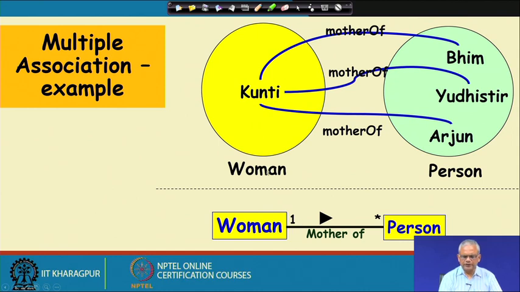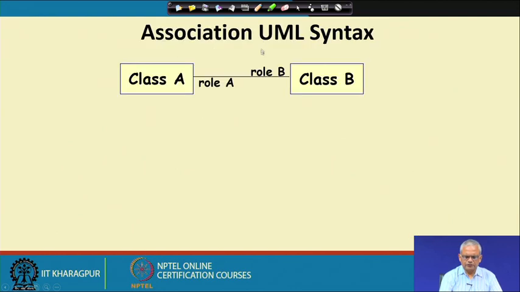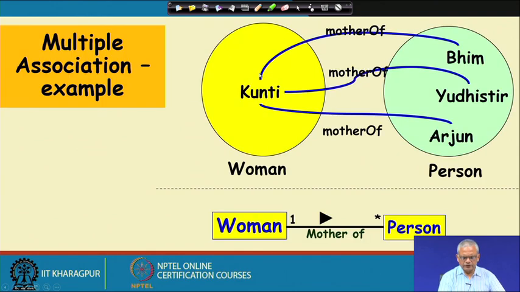If we look at the corresponding object diagram, that becomes clear. The woman class is instantiated into many women, and one of the women here is Kunti, who is the mother of many persons here: Bhim, Yudhishthir, Arjun, etc. But Arjun has exactly one mother, Yudhishthir also has exactly one mother. So, that is what it says, a person has one woman as mother, but a woman can have many persons. Woman is the mother of many persons.